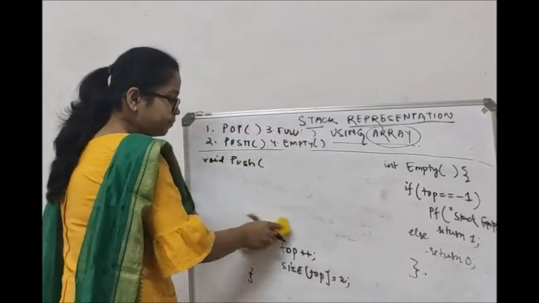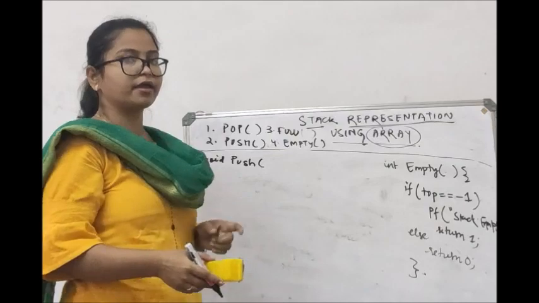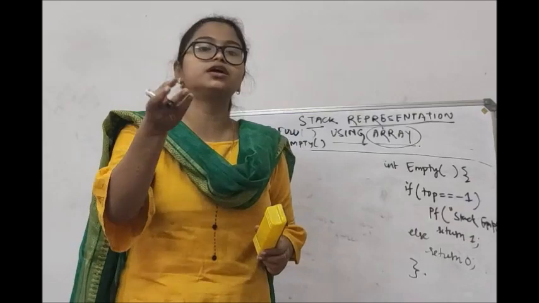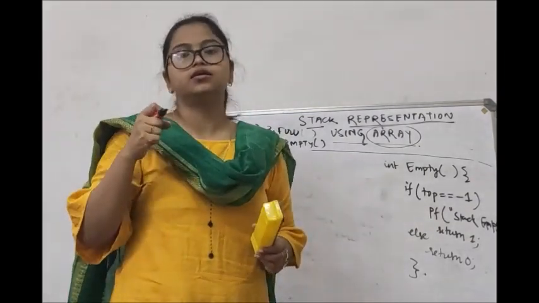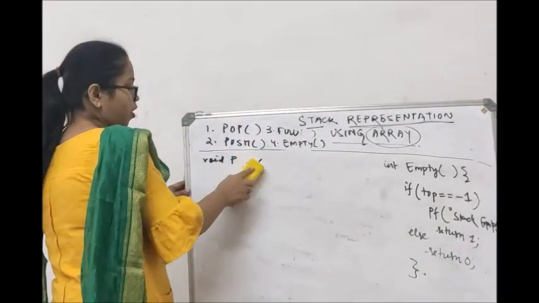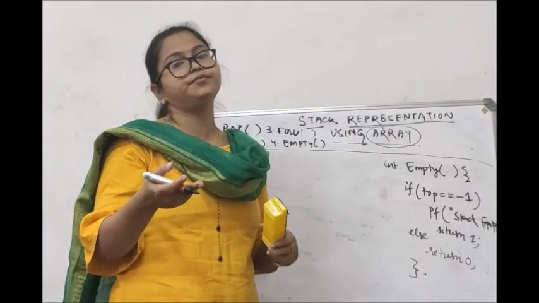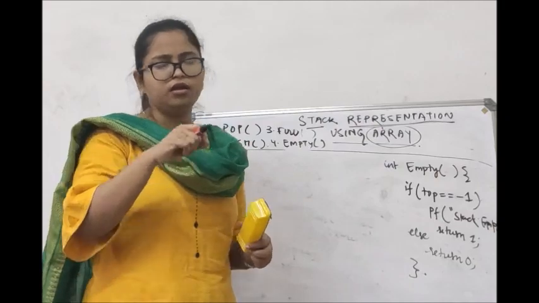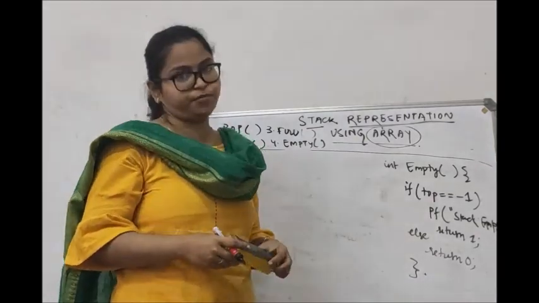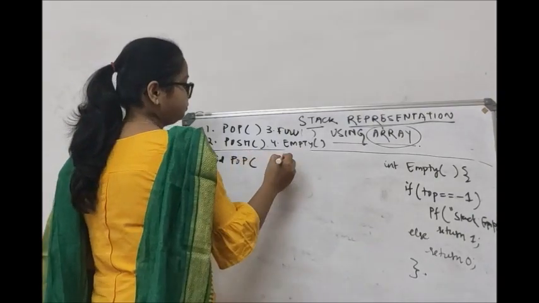So what happens in the pop case? In pop case, we have to get the topmost element, decrement the top variable, and then return the element because we need the topmost element. In case of pop, we have to check before popping whether the stack is already empty or not. If the stack is already empty, we cannot perform pop operation because there is no element to pop. So let's see pop.